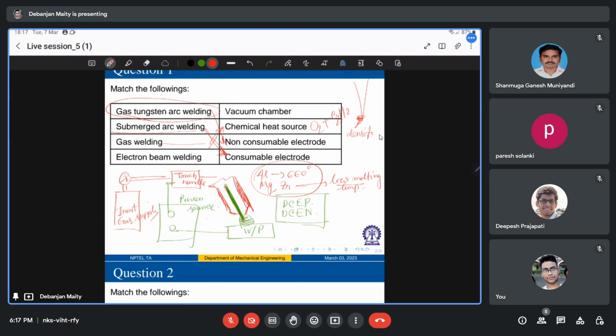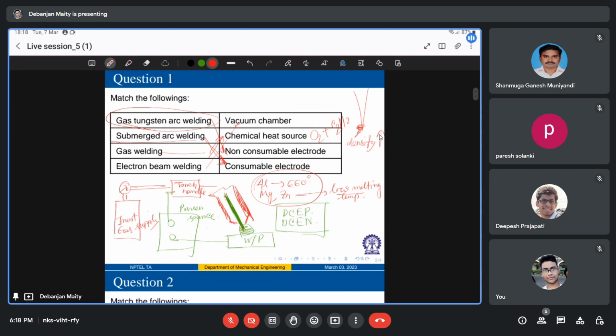The power density is very high for electron beam welding, and the entire operation needs to be carried out in vacuum with some pressure. So for electron beam welding, this should be done in a vacuum chamber. Otherwise there will be contamination from oxides and air, right? So the whole operation is done in a vacuum chamber for electron beam welding.